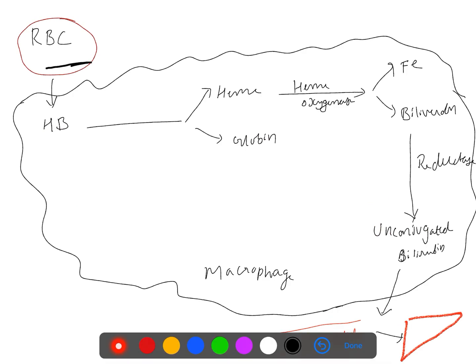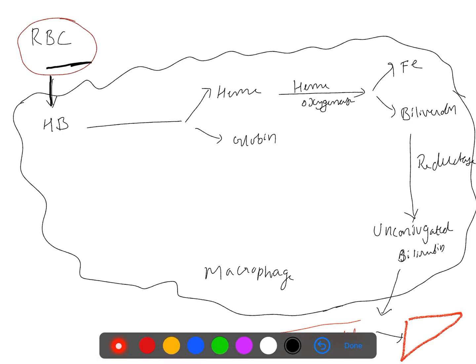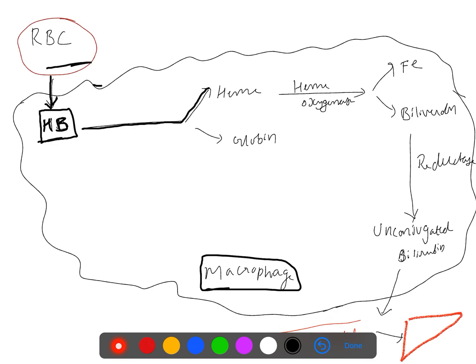The bilirubin metabolism starts with RBC. Basically, the RBC after 120 days lies down and releases hemoglobin into the blood. This released hemoglobin is taken by the macrophage. The RBC inside the blood vessel ruptures and releases hemoglobin, which is taken by the macrophage.